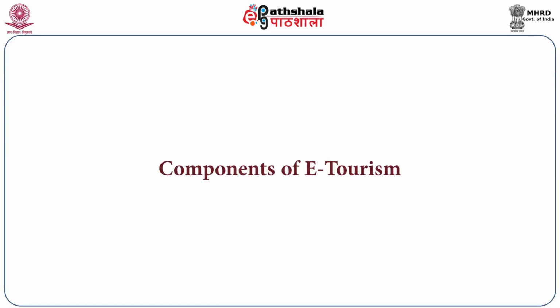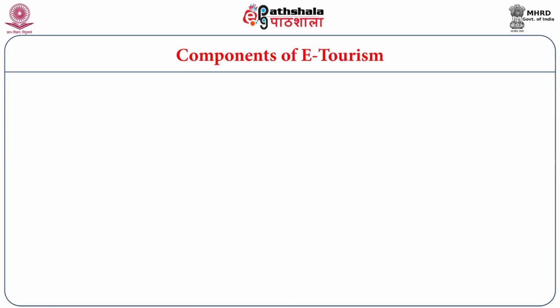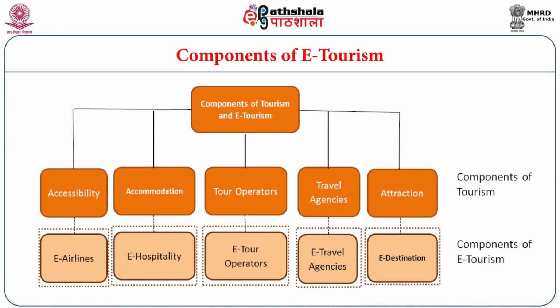Let us now discuss the components of tourism and the corresponding components of e-tourism. As you see, the basic components of tourism are accessibility, accommodation and attraction. Accessibility refers to the travel approach, accommodation refers to the hotels and attraction refers to the destination. In addition to these three basic A's, we also have the tour operators and travel agencies, which are called the secondary components of the travel and tourism industry.